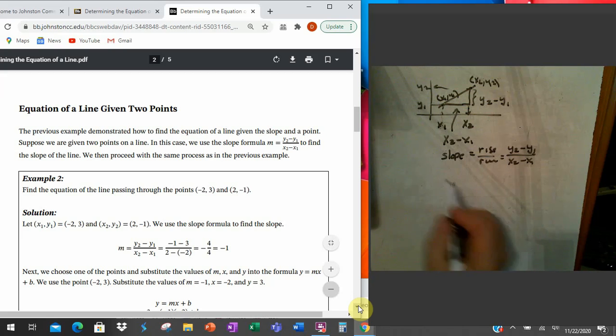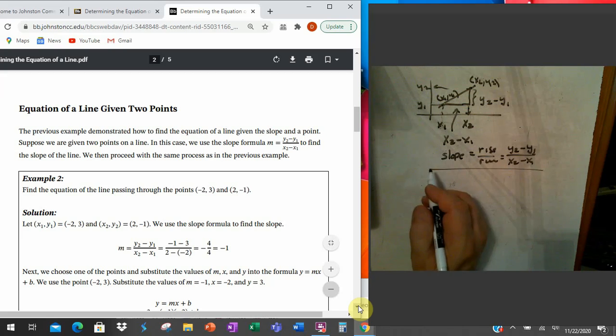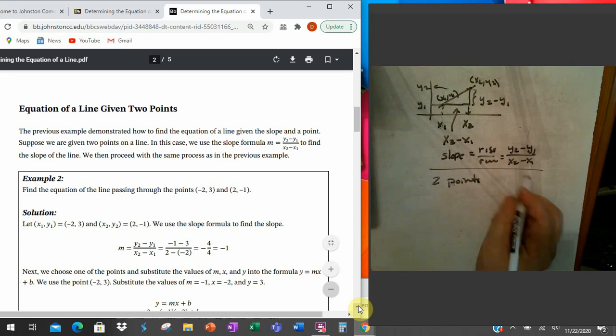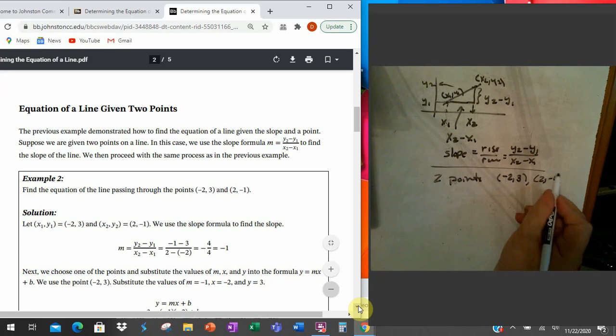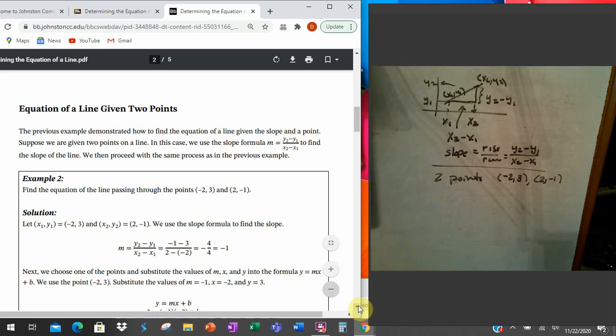Okay, so let's look at example 2. Example 2 says find the equation of the line passing through the points -2, 3, and 2, -1. So I'm given 2 points. I'm given -2, 3, and 2, -1. Okay, so if I'm given my 2 points, I'm not given m, I'm going to find m first.